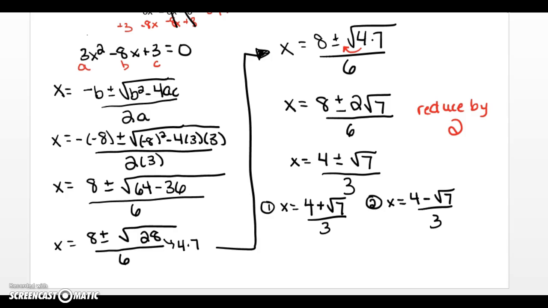So I know that this here might make your brain hurt a lot, and that's okay. Our answer here is fully simplified, and we have an exact value. We haven't rounded, there's no decimals. I know this hurts our brain, but this here is our final answer. So here you have 4 plus the square root of 7 divided by 3 as one solution, and 4 minus the square root of 7 divided by 3 as your second solution. This is an exact answer, and so at this point we're all done.